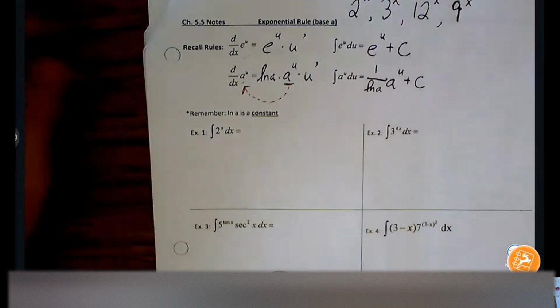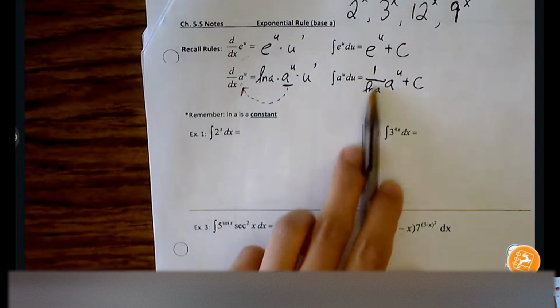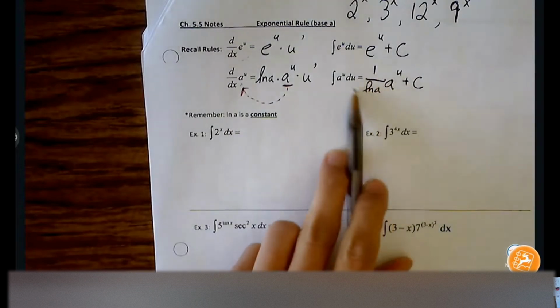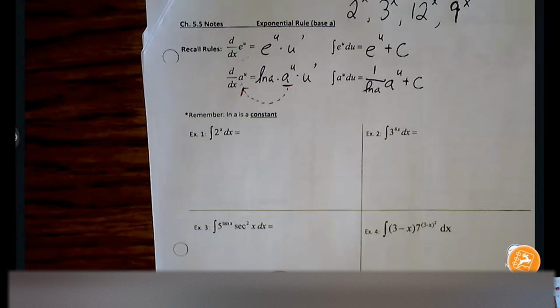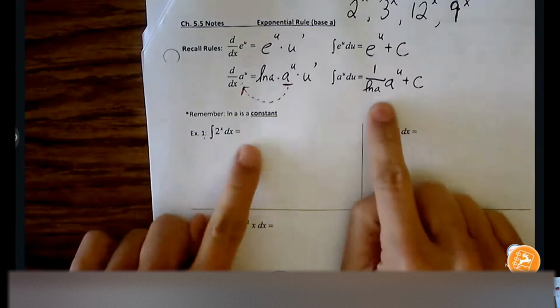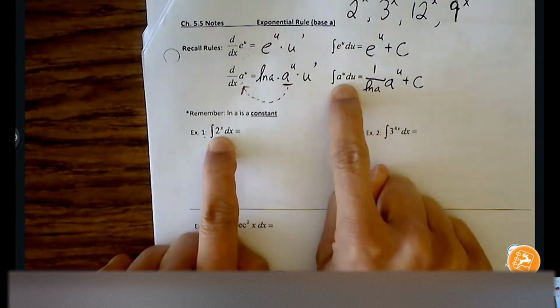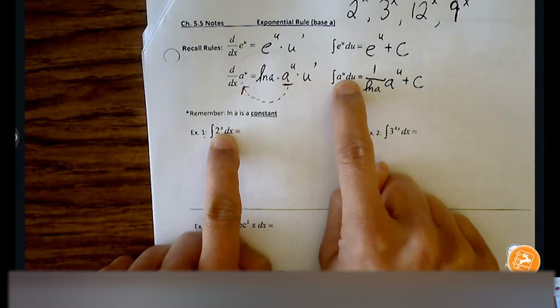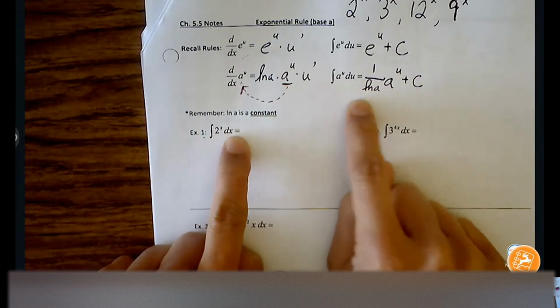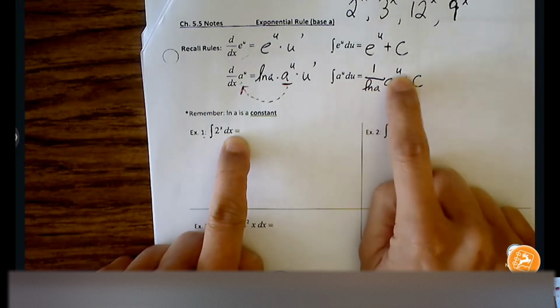So here's example 1. As a reminder, natural log of a is just a constant. So we're going to treat this like a coefficient. It's just going to be a number that's going to hang out in front of our variable expression. Okay, 2 to the x dx. We see that this is a nice match with our a to the u. This is base 2. This is an exponential function. I'm not going to have to go through u substitution because it's just a simple u equals x. So I'm just going to follow this rule, replace every u with x here.